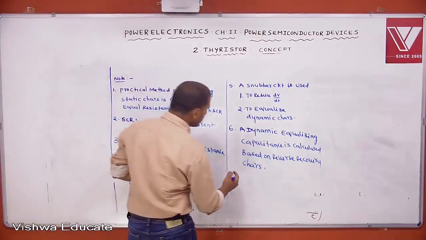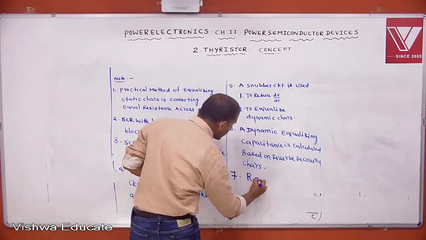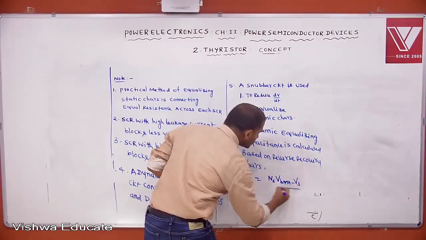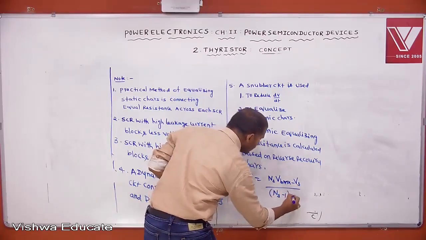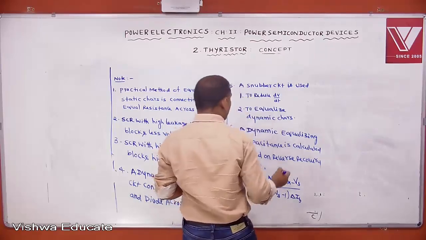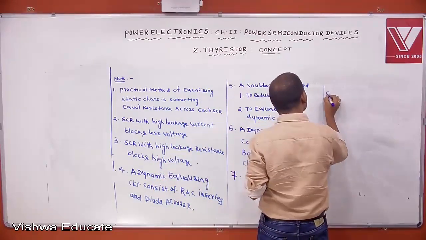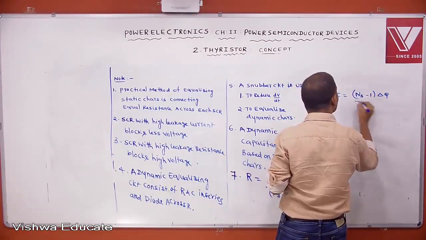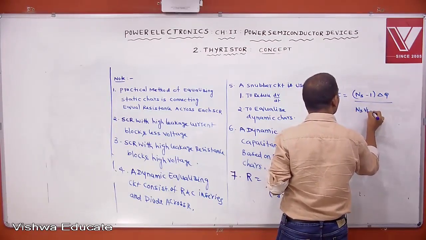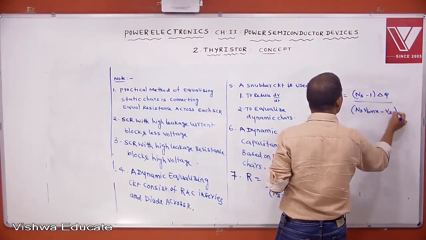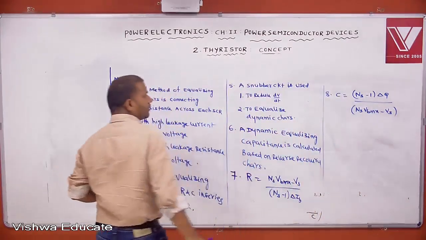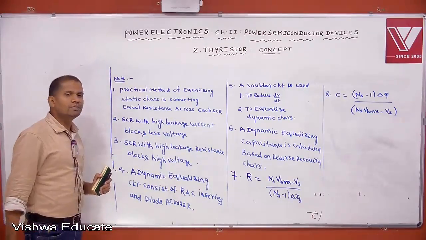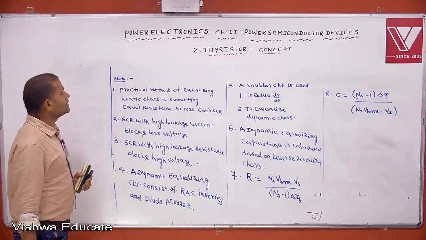Also, as a summary, one formula: the static equalizing resistance R equals Ns into VBMX minus Vs by Ns minus 1 into delta IB. The dynamic equalizing capacitance C equals Ns minus 1 into delta Q by Ns into VBMX minus Vs.